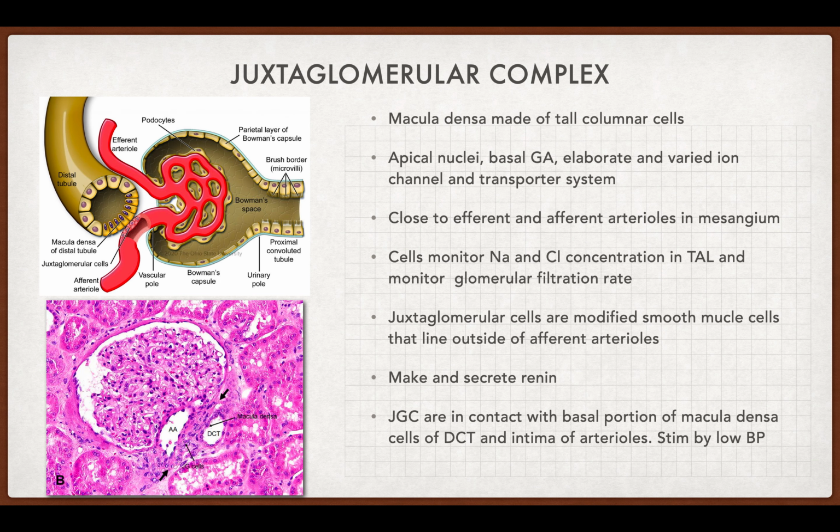The macula densa of the juxtaglomerular complex is made out of tall columnar cells, and there are apical nuclei and a basal Golgi apparatus. They have a lot of ion channels and a pretty sophisticated transporter system. And of course, these lie very close to the efferent and afferent arterioles in the mesangium in order to transport the ions and take away any toxins surrounding the mesangium.